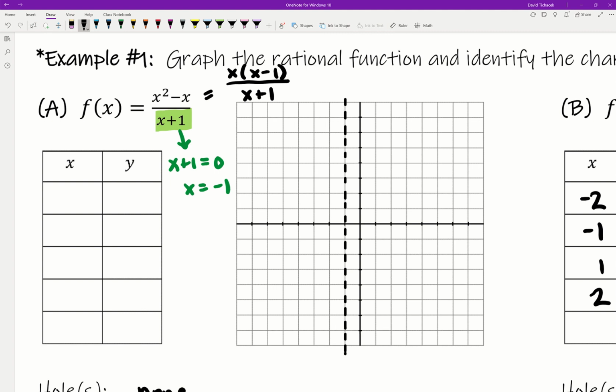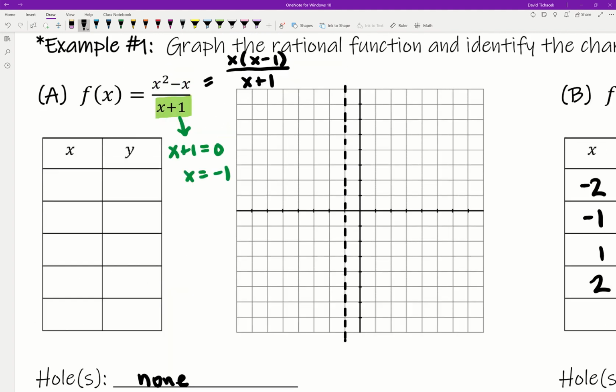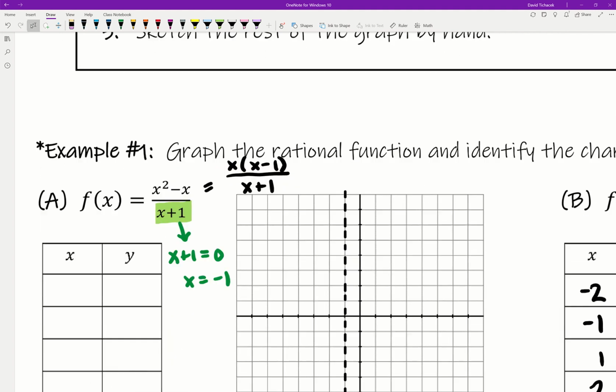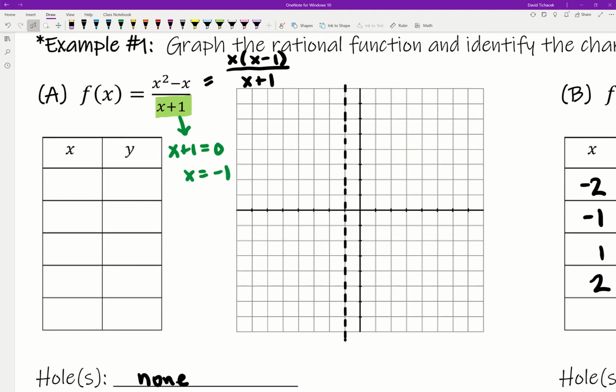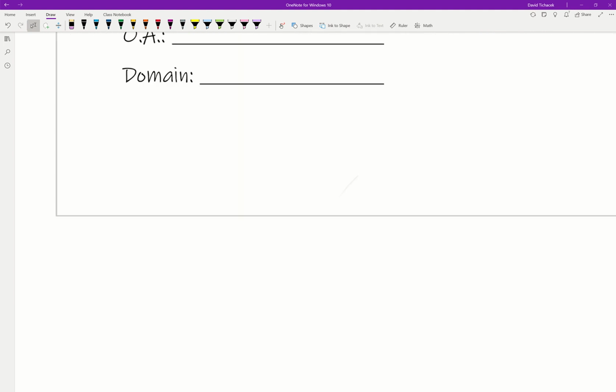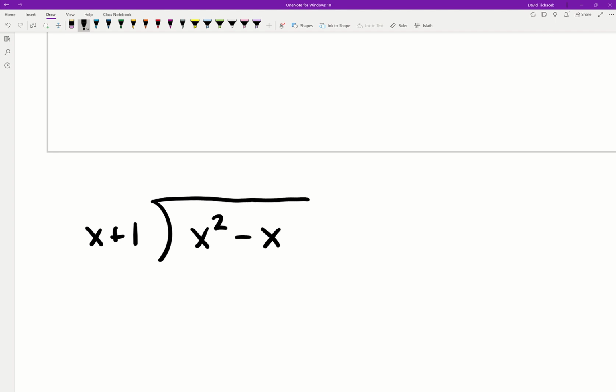Okay, and then we're going to find the oblique asymptote. And again, the way we set that up in the steps is that number 2, we're going to divide using long division here. So let's set that up for ourselves. I'll come down here where I got some room. My divisor here is x plus 1, and my dividend is x squared minus x. We're just going to use some long division to divide these two, and then continue. So don't forget how long division works.